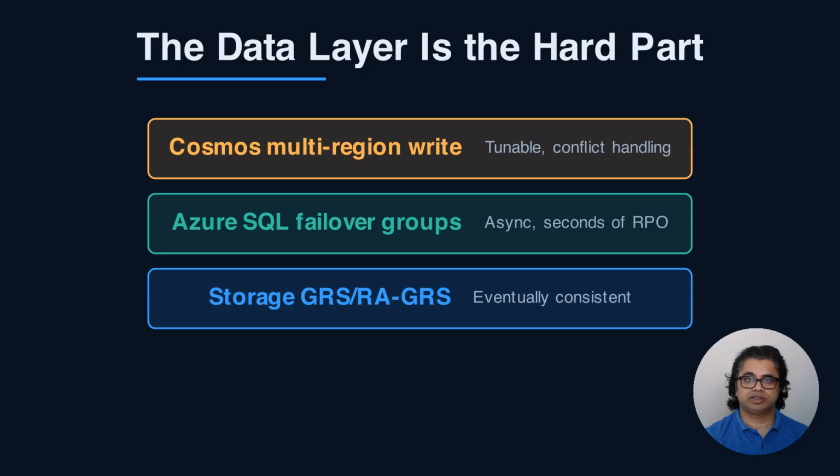Storage gives you geo-redundant options, but read-access geo-redundant storage is eventually consistent, and failover is not instant. The key rule of thumb, your overall RPO is dictated by your slowest, least consistent data store. Design the data tier first because it constrains everything above it.